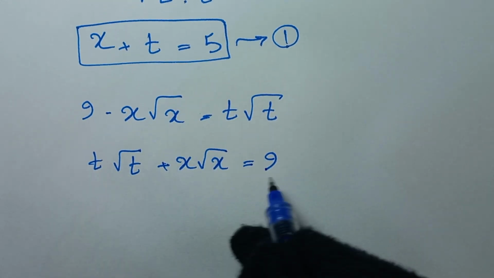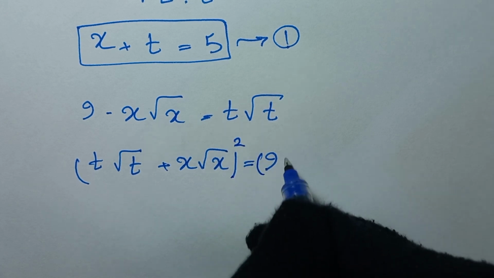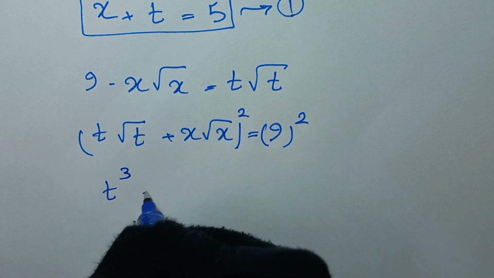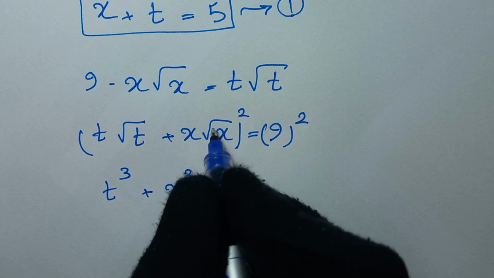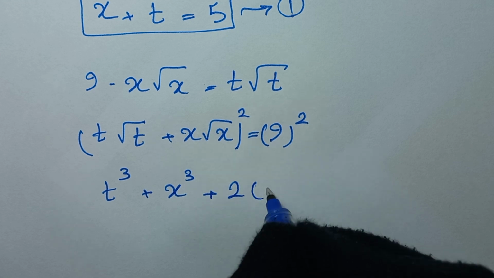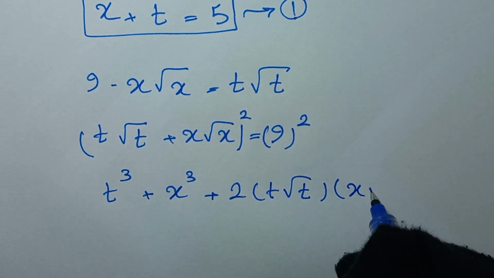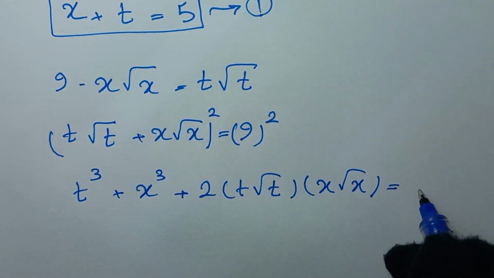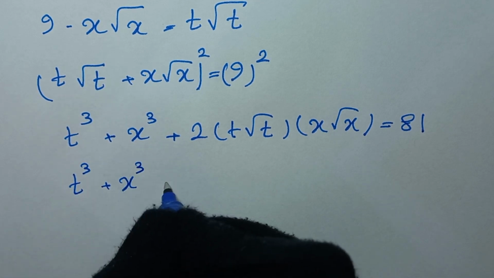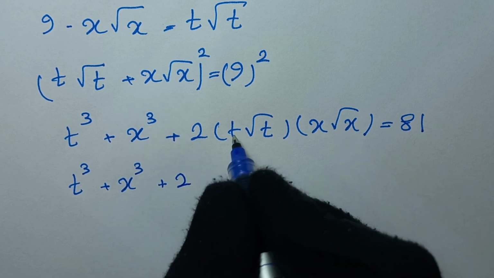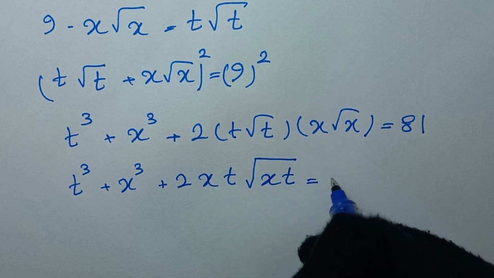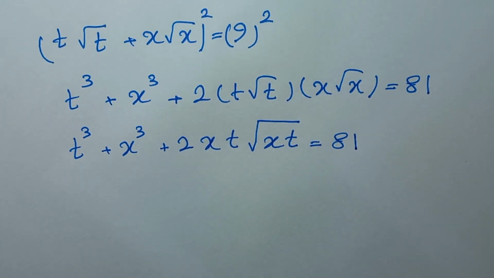Here we square both sides of the equation. It will be t square root of t to the power of 2, which is t cube, plus x cube, plus 2 times t square root of t times x square root of x is equal to 9 to the power of 2, which is 81. So it will be t cube plus x cube plus 2xt times the square root of xt is equal to 81.